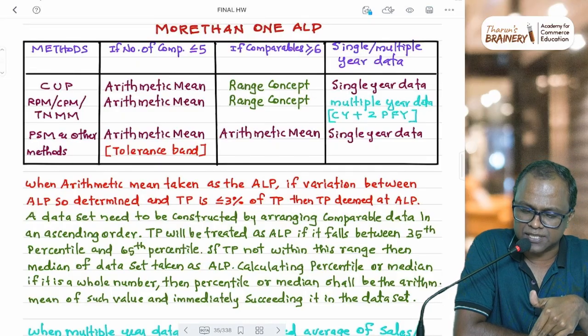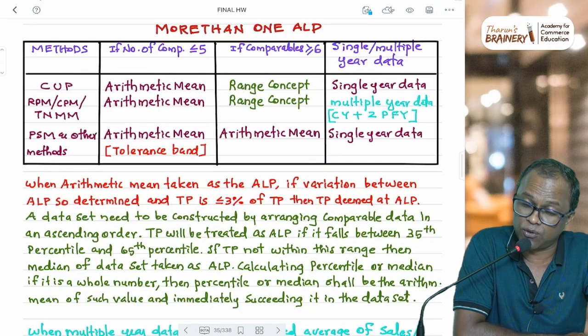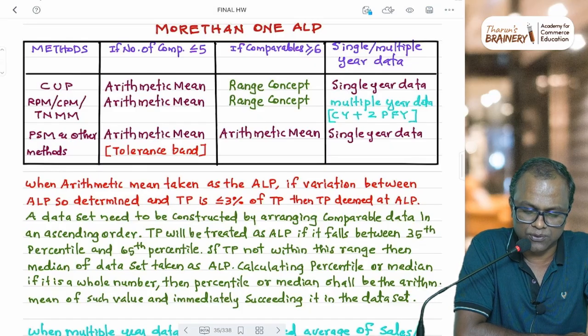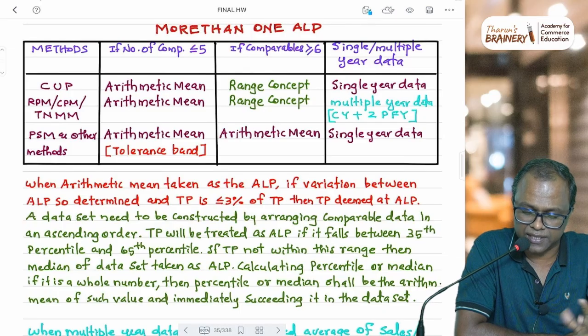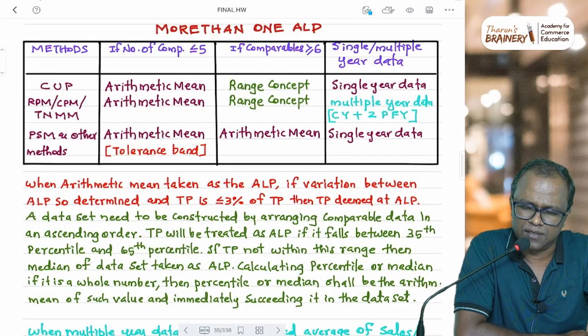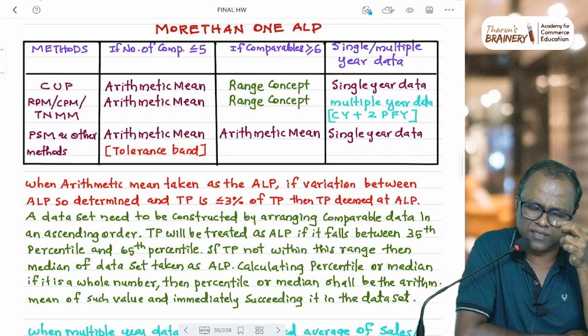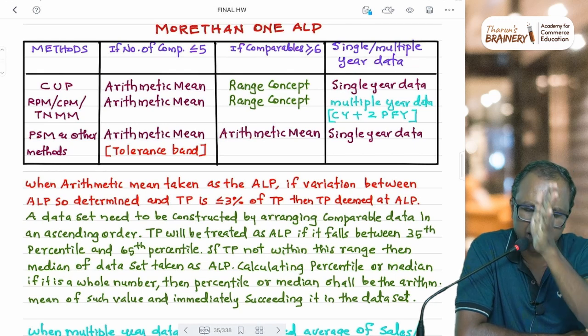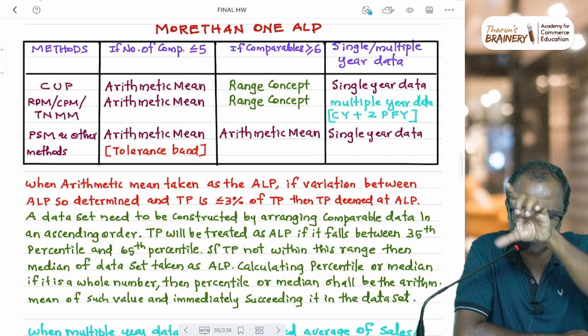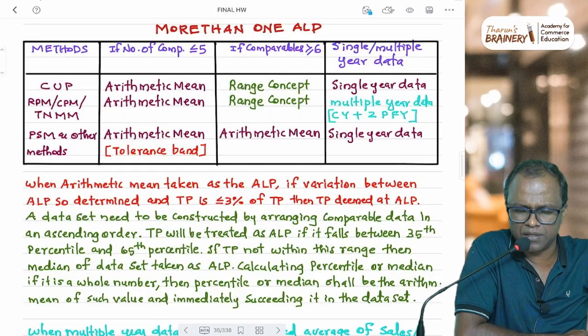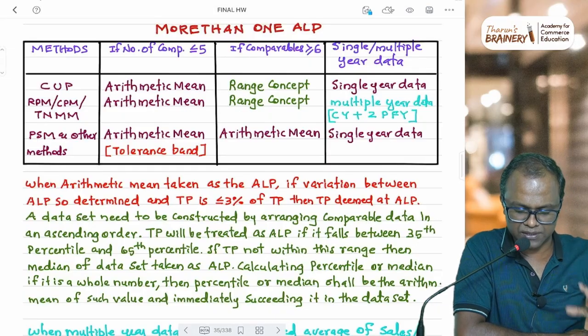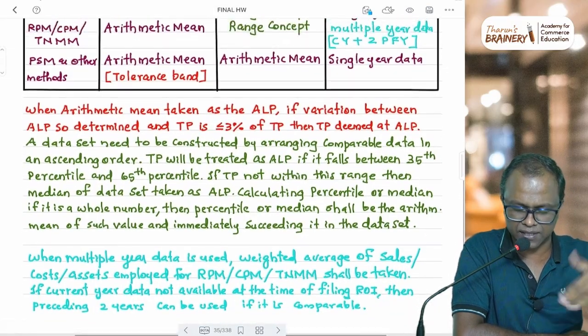And if the number of comparables is equal to or more than 6, then we have to go for a table. That is known as the range concept. In that table, a small arm's length price first, a bigger figure next, that is, ascending order. We have to arrange the arm's length prices in a table, and in that table we have to find out the 35th percentile and 65th percentile.